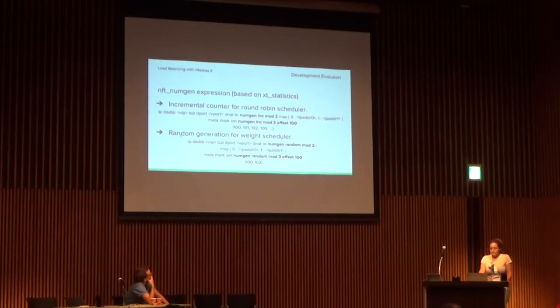The random generation could be used for a weight scheduler. As an example, we could match a destination address and a destination port and apply a DNAT to a random modulus 2, which will be the two indexes of the map. Also, it could be used to generate a series of numbers. For example, if we apply an offset of 100, we could generate a series between 100 and 102.